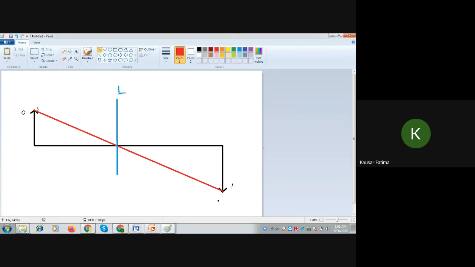How will you get the position of the focal point? Draw a ray this way, parallel to the principal axis, and we know this point also, so take it to this. Now we have located F also. So where is F? This. Measure this distance using a ruler, and mark the same F on the other side at the same distance. Suppose if this is 5 centimeter, F will be 5 centimeter on the other side also.